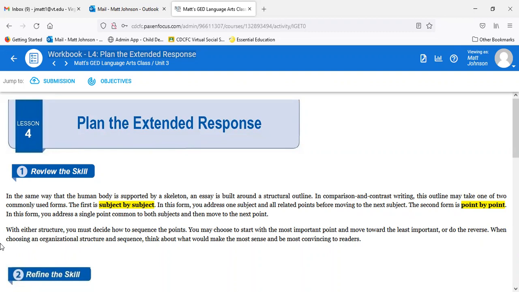With each structure, you must decide how to sequence the points. So this is kind of where we're going next. That means you may choose to start with the most important point and move to the least important, or do the reverse. When choosing an organizational structure and sequence, think about what would make the most sense and be most convincing to readers.